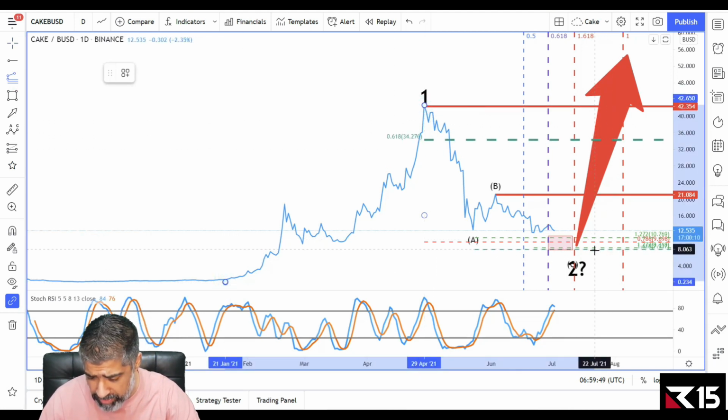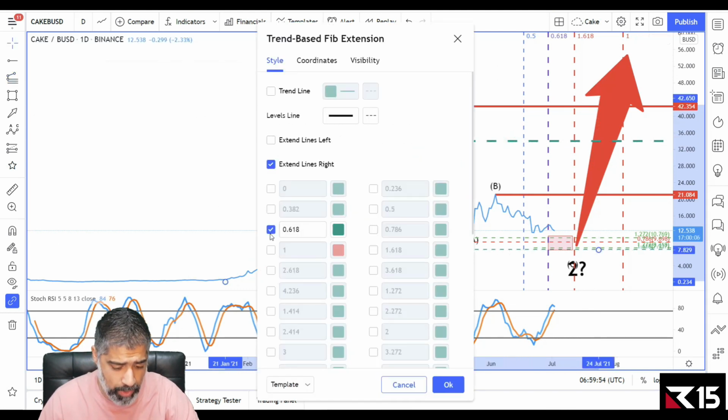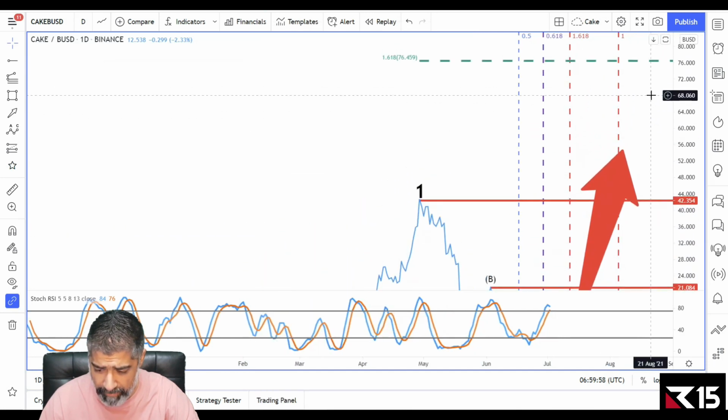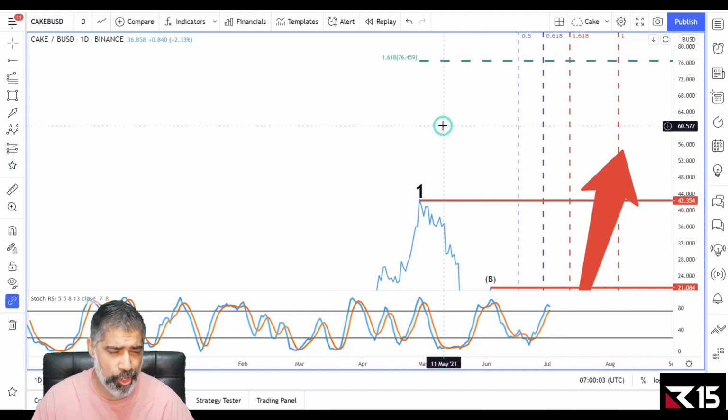I'm going to take it from, let's just say it came down to this low. The typical wave 3 is 1.618. Where is that? Let's have a look. It is $76. $76. You heard it here first.